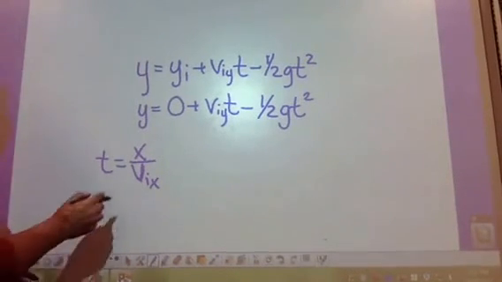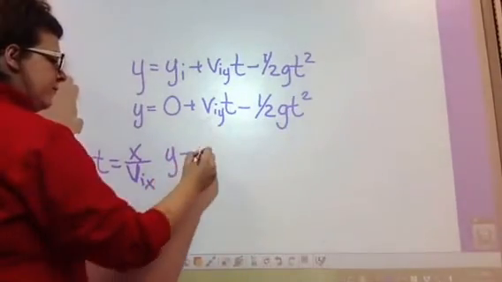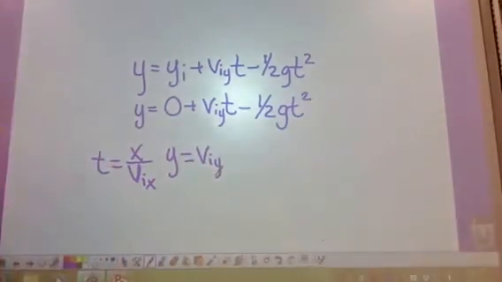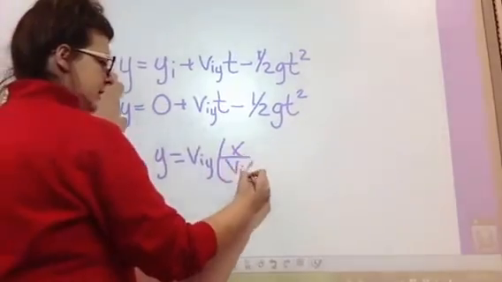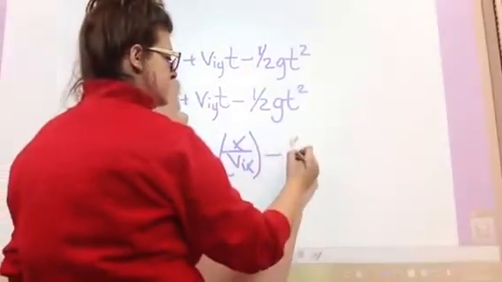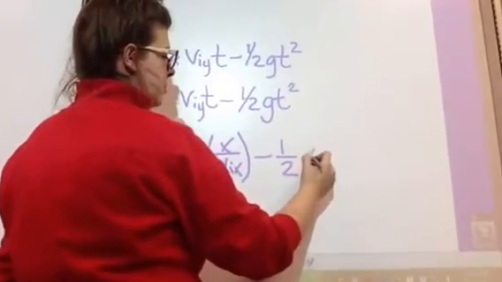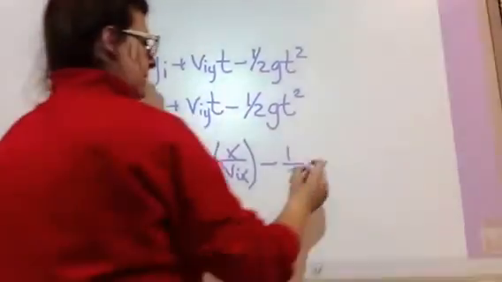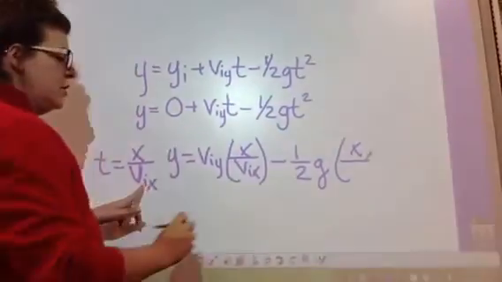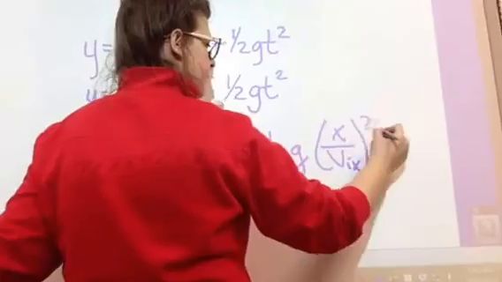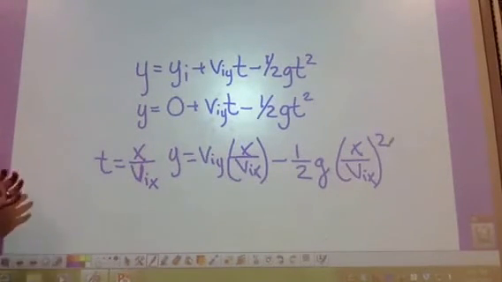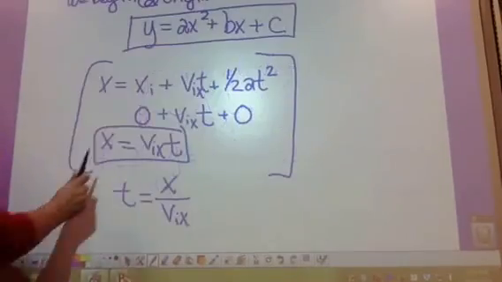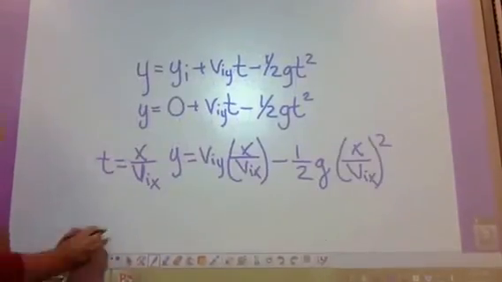I'm trying to show that this follows that standard form for a parabola. So let's do that now. I would get y equals my initial velocity in the y direction times x over my initial velocity in the x direction, minus 1/2 g, and then I write my t, which is x over my initial velocity in the x direction, squared. Now I want to simplify this and pull those x's out because I want it to look like this equation here.